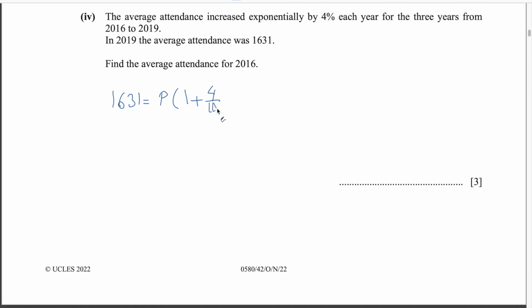So that is equal to p, or x, multiplied by 1 plus, because there is an increase of 4% per year from 2016 to 2019. The period is 3 years. So in order to find p, 1631 must be divided by (1 plus 4 over 100) to the power of 3, which will give you 1450. So this is the answer for the fourth part.